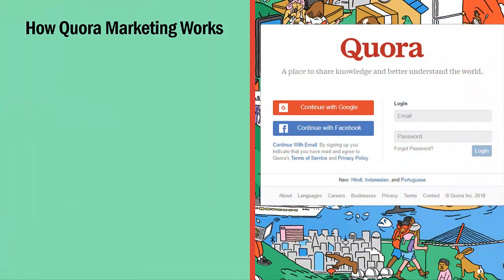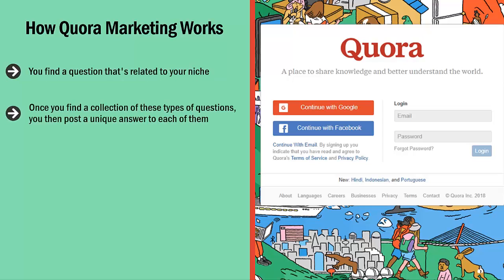How Quora marketing works. You find a question that's related to your niche. How do you do this? You can use targeted niche keywords or you can simply click through Quora and look at their related questions. Regardless of how you find a question, the question must be directly or closely related enough to the problem solved by the product you are promoting. Once you find a collection of these types of questions, you can then post a unique answer to each of them. Your answer must relate directly to the question.